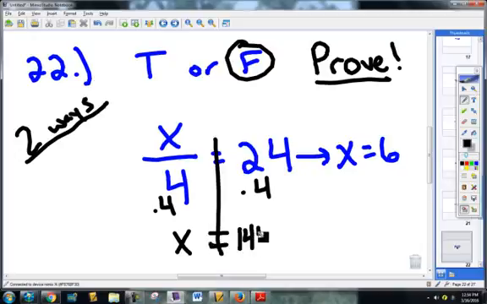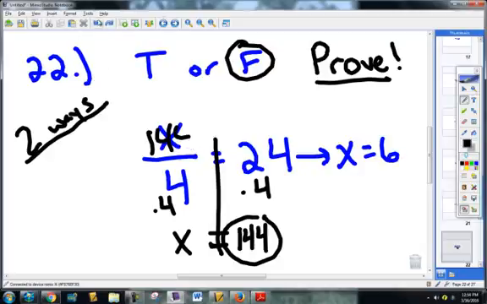And there we go. When I solve for X and I get 144, obviously that's not 24. Right now I just proved that it was false. Okay, that's one method of doing it, which is a fine method.